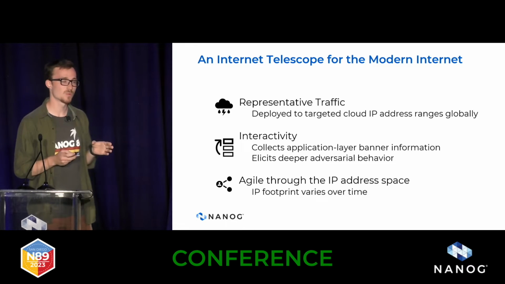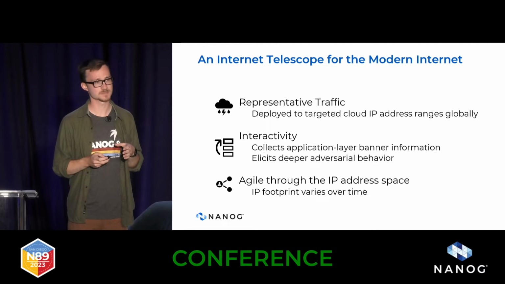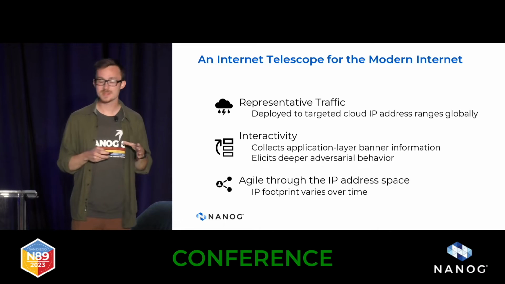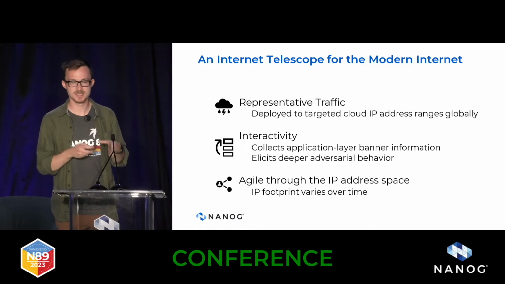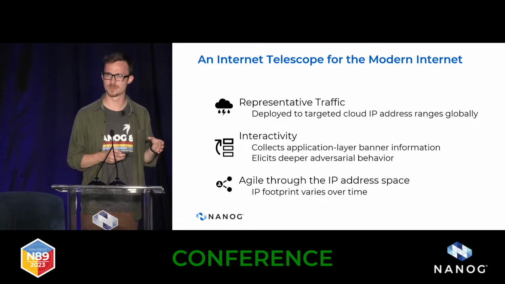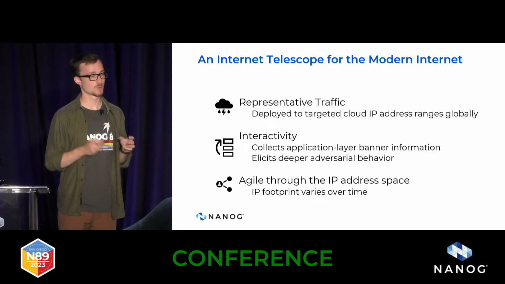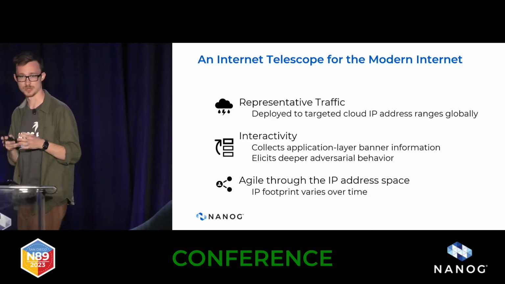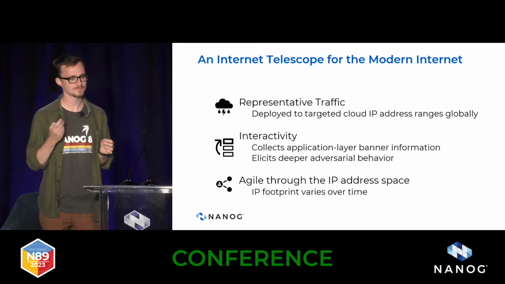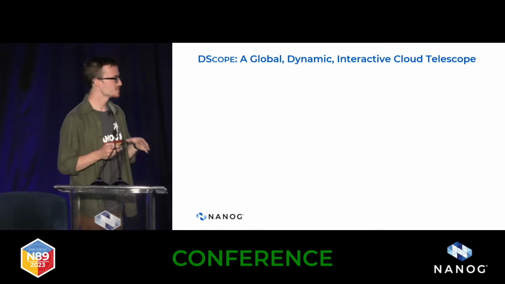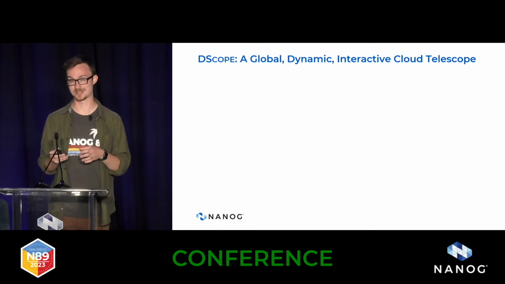To achieve this, we wanted to get representative traffic, the same traffic that cloud-deployed services would see, for instance. We wanted to have interactivity with the adversary on this footprint, both to collect this application layer data and elicit deeper, more sophisticated adversarial behavior. And finally, we wanted to be agile through the IP address space. What this means is that the footprint of the telescope should constantly change so that adversaries cannot identify and avoid it. To achieve these goals, we developed and deployed DScope, a global, dynamic, interactive, cloud-based internet telescope.